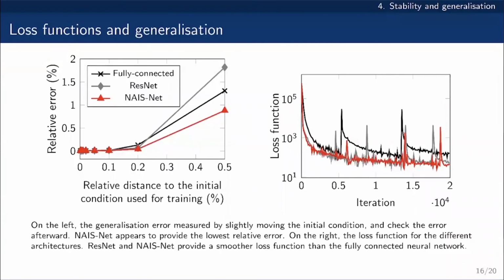So here you can see the different results we had during our experiments on the Black-Scholes equation. We have compared 3 different architectures: fully connected here in black, in gray the ResNet, and in red NiceNet, okay? On the left side, the first graph, you can see the relative error with respect to the relative distance to the initial condition used for training.